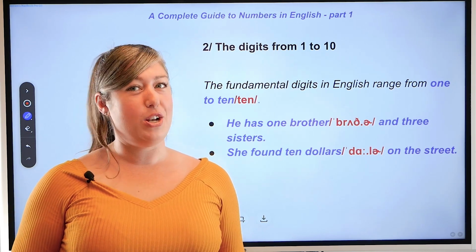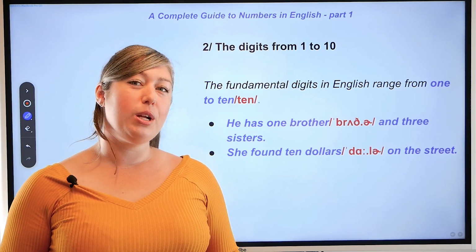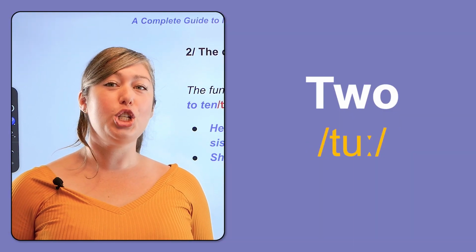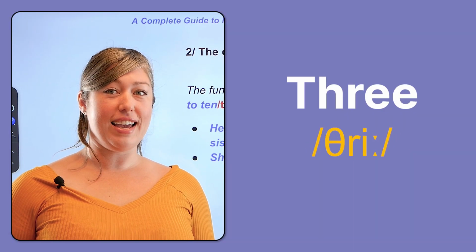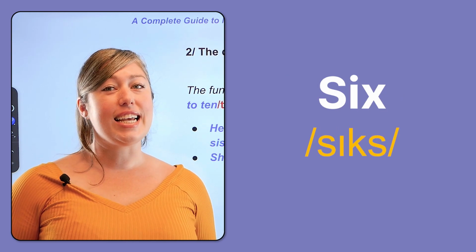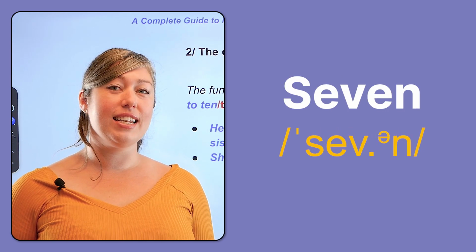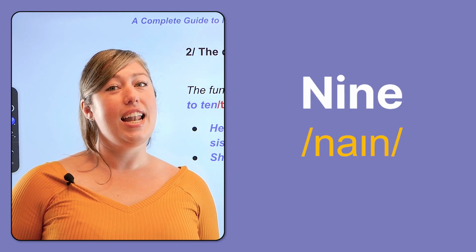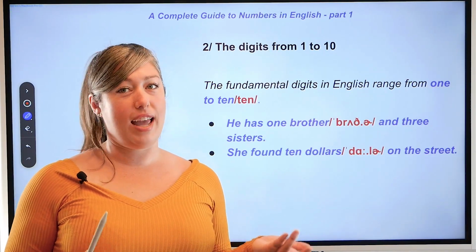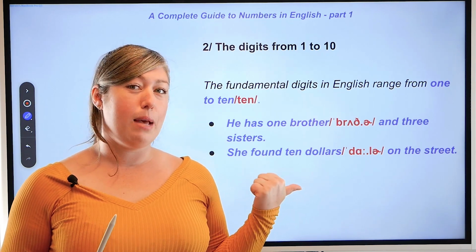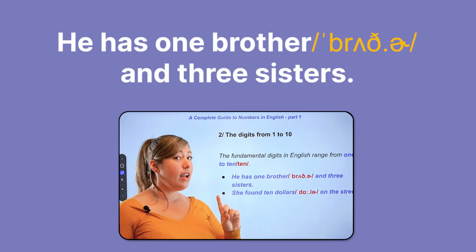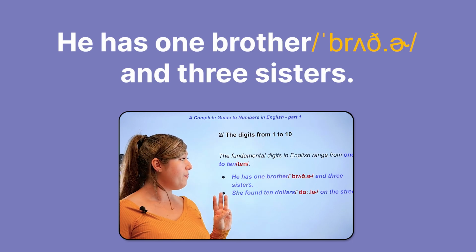Let's take a look at digits 1 to 10. I'm sure you already know how to count, but let's make sure your pronunciation sounds like mine. 1, 2, 3, 4, 5, 6, 7, 8, 9, and 10. These are the fundamental digits for counting, and let's take a look at some examples of how we can use them in sentences. He has 1 brother and 3 sisters.